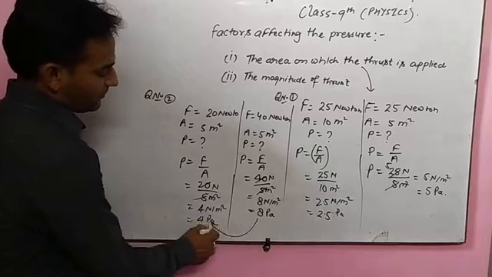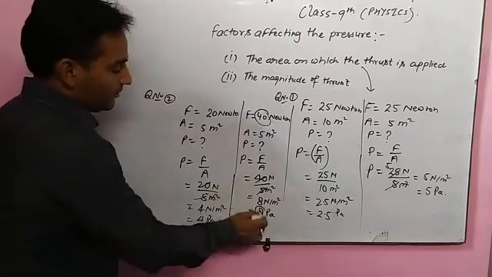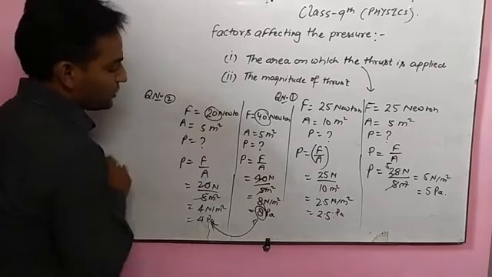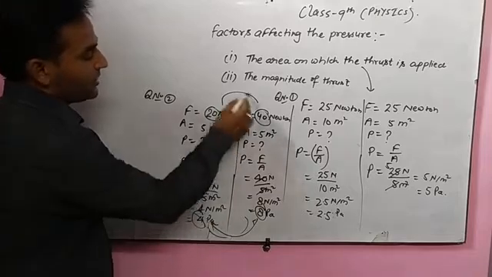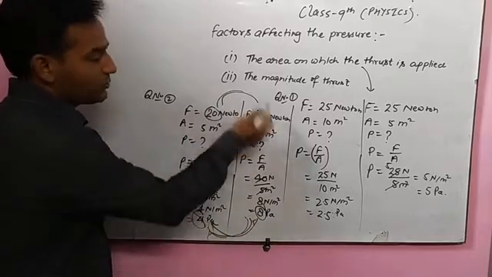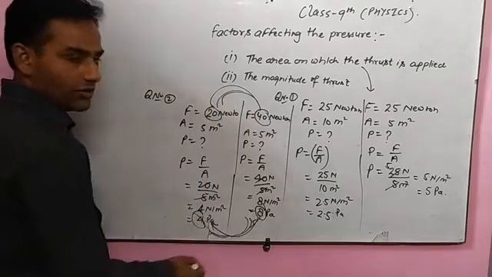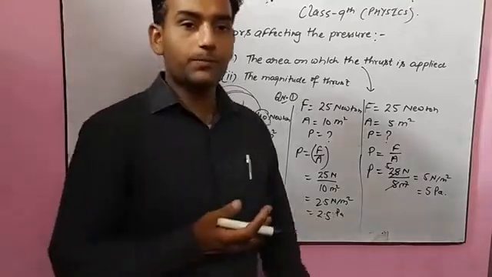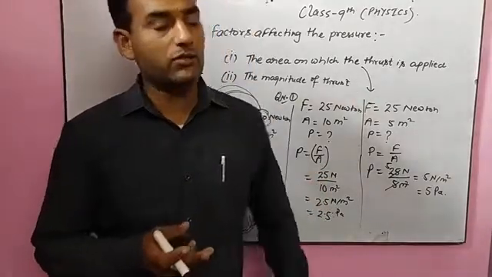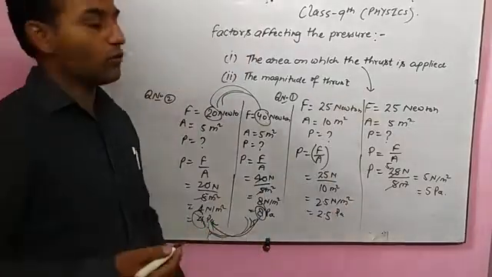As you can see, thrust is 40, pressure is 8. Thrust is 20, pressure is 4, just half. Thrust is half, pressure is half. Thrust is more, pressure is more. Thrust goes 20 to 40, pressure 4 to 8. So one easy assumption we can say is that pressure is inversely proportional to area and directly proportional to thrust. This line you can note, please.